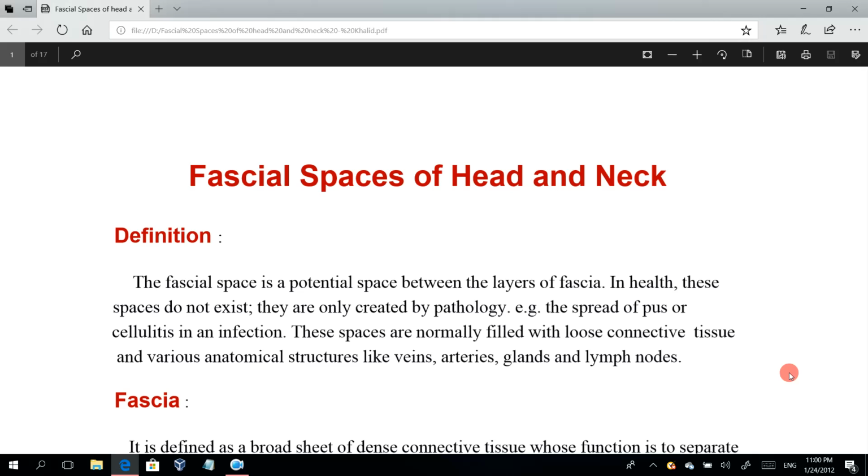The facial space is a potential space between the layers of fascia. In health, these spaces do not exist. They are only created by pathology, let's say the spread of pus or cellulitis in an infection. These spaces are normally filled with loose connective tissue and various anatomical structures like veins, arteries, glands, and lymph nodes.